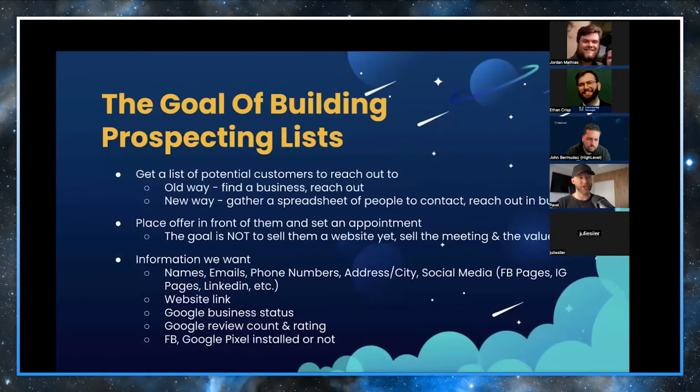So here's the information that we want. We want names. We want emails. We want phone numbers. We want the address/city, social media pages, Facebook pages, Instagram, LinkedIn, a website link, or lack of a website link, meaning they don't have a website. Google business status, Google review count and rating, or Facebook or Google Pixel installed or not.